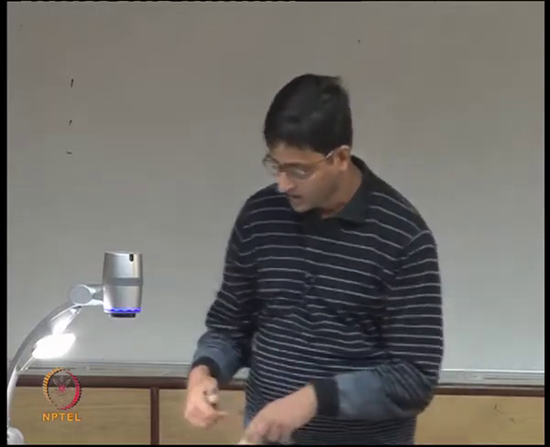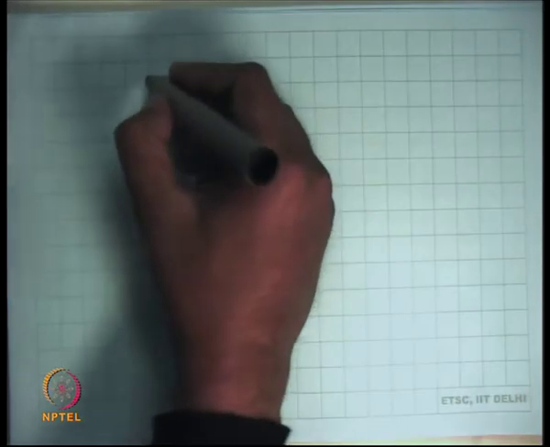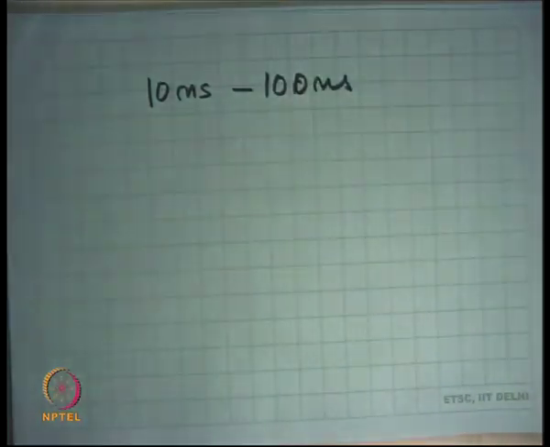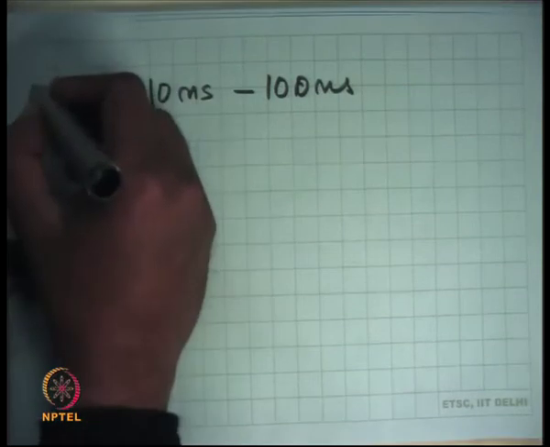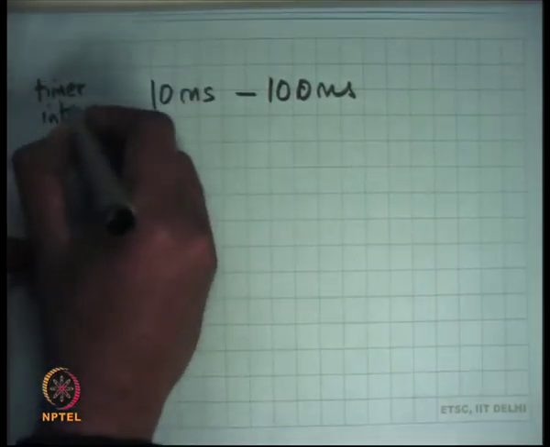Let me first tell you what kind of numbers are there. Let's say 10 milliseconds to 100 milliseconds is the duration between two timer interrupts, or 10 to 100 hertz is the typical frequency that you use for your timer interrupt. On modern machines, one instruction. So this is the timer interrupt.